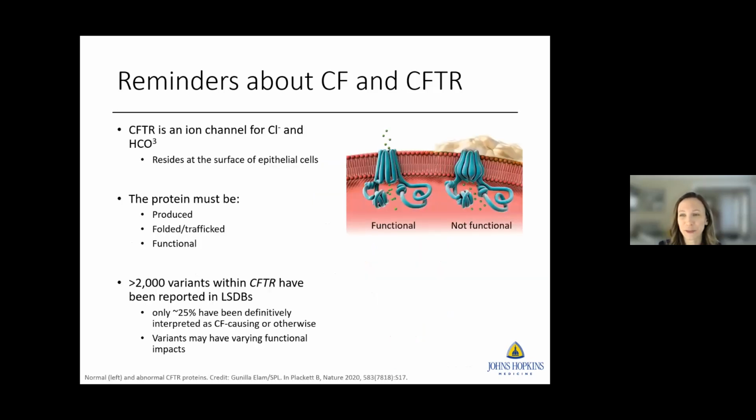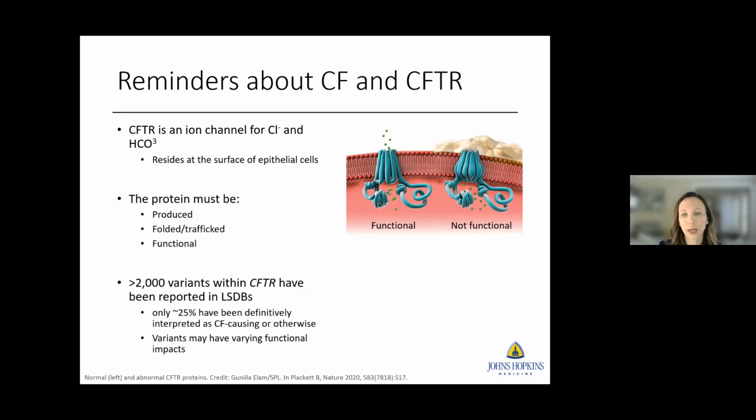Here's your reminder about CFTR, the gene and the protein. So CFTR, the gene, encodes CFTR, the protein. This is the cystic fibrosis transmembrane conductance regulator. CFTR, the protein, is an ion channel for chloride mostly, and a little bit of bicarbonate. It resides at the surface of epithelial cells in the body, and the protein, to actually work and be functional, must be produced, got to make it. You then have to have it folded and trafficked, basically get to the right location in the cell membrane, and then it's got to be functional. It's actually got to let ions go through it.